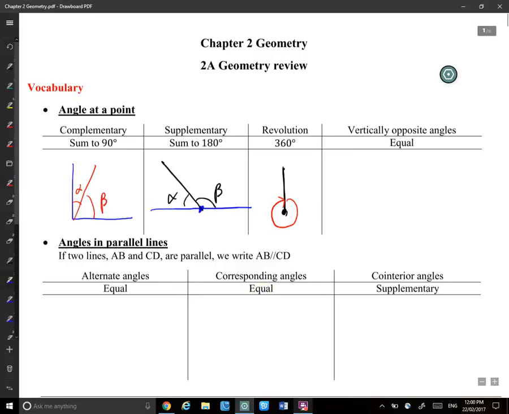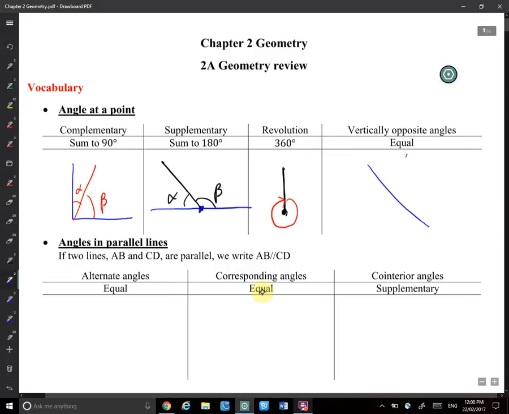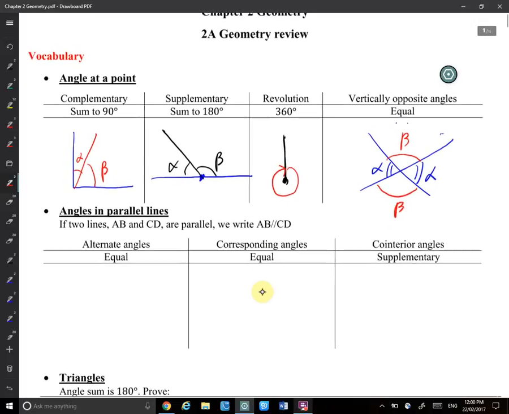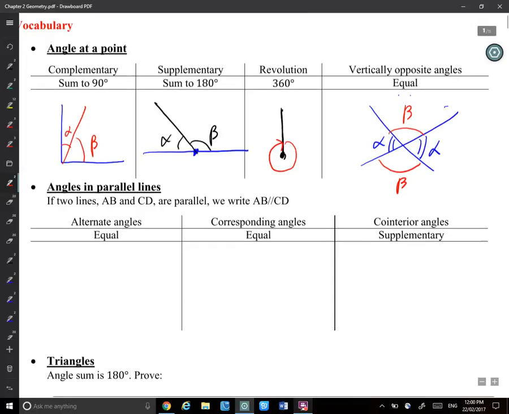And what are vertically opposite angles? You have two straight lines, and they cross each other. So like this. And then this one and this one, they are opposite, vertically opposite. And this one, they are vertically opposite. So the vertically opposite angles are equal. Two straight lines cross, they make four angles, and the opposite ones are equal.